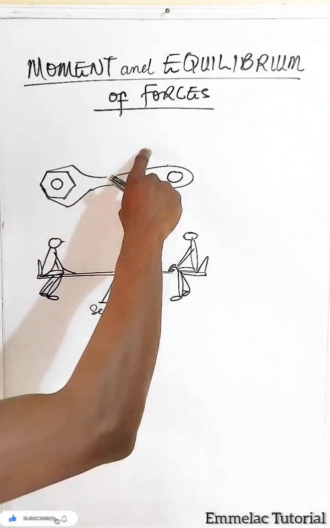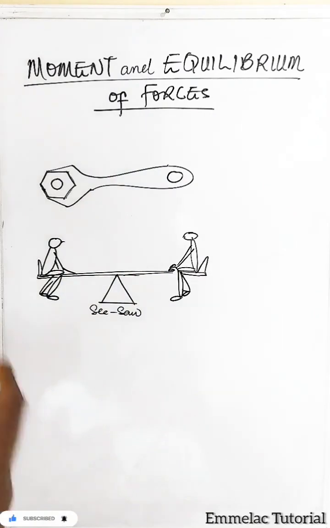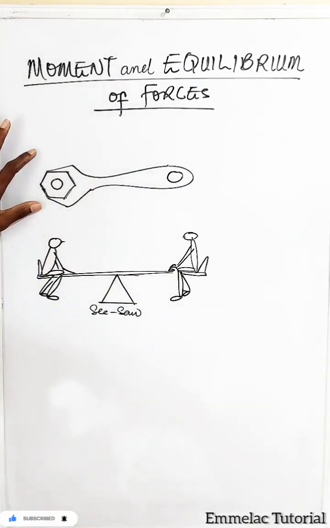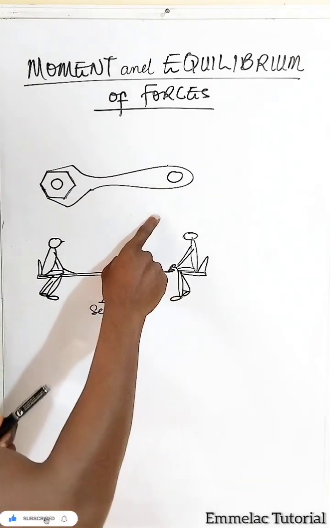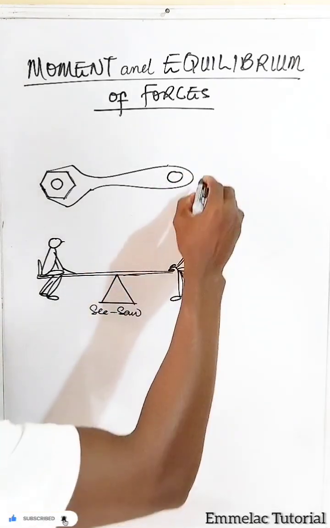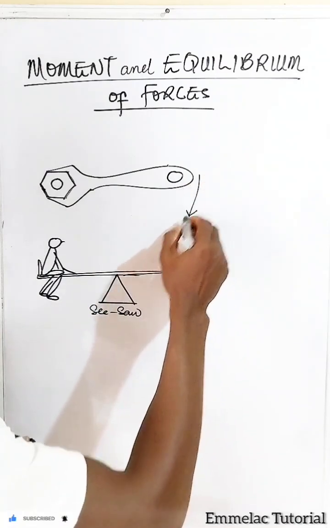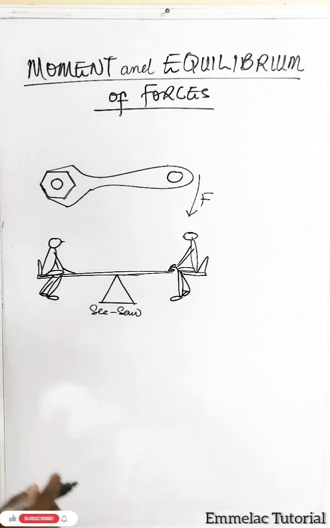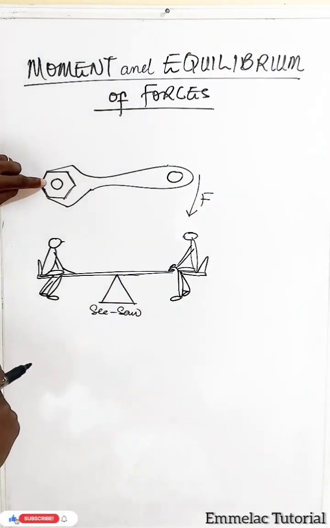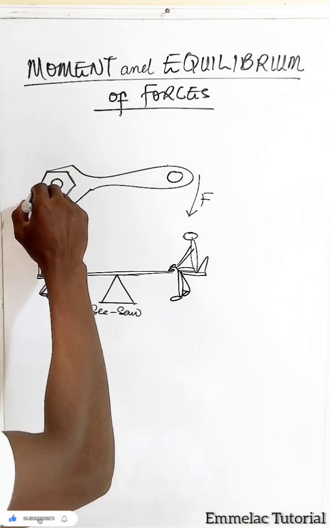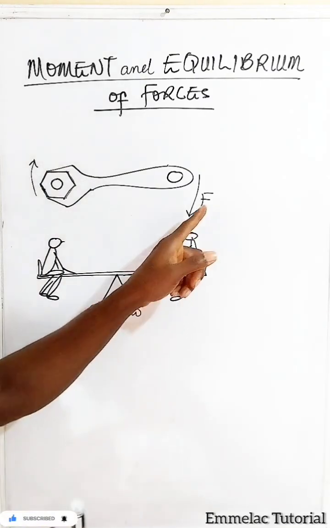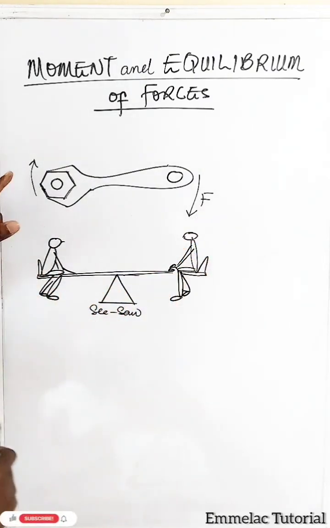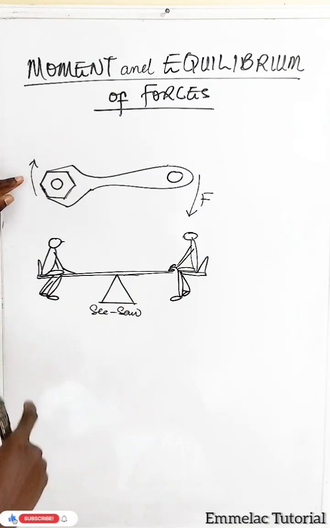Here is a spanner being hooked up with a nut. At this point there's no moment. But when a force is applied on the spanner, let's say to this point, it tends to move down, so this force is being applied here. It's most likely that this nut will also rotate, probably moving up like this. So this force has caused the nut to rotate.